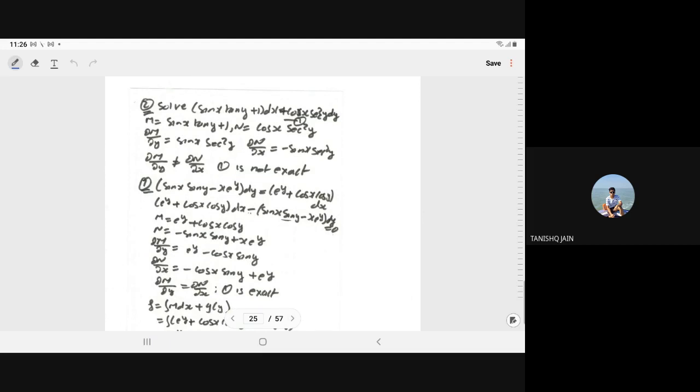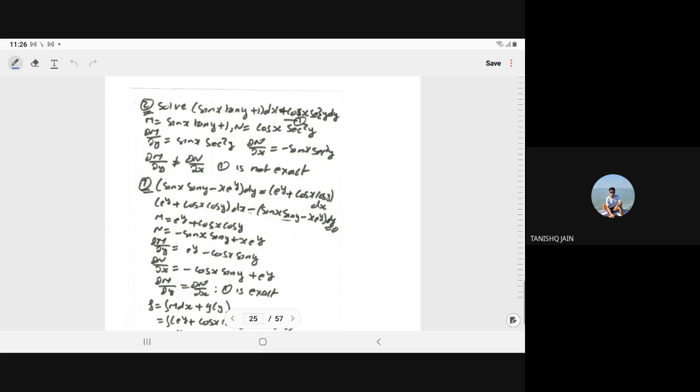So, for example, we have this question: solve (sin x tan y + 1) dx + cos x sec² y dy. In this case, what will M be? M will be the coefficient of dx and N the coefficient of dy. So M is sin x tan y + 1, and N is cos x sec² y. If you compute ∂M/∂y, it will come sin x sec² y, and ∂N/∂x.